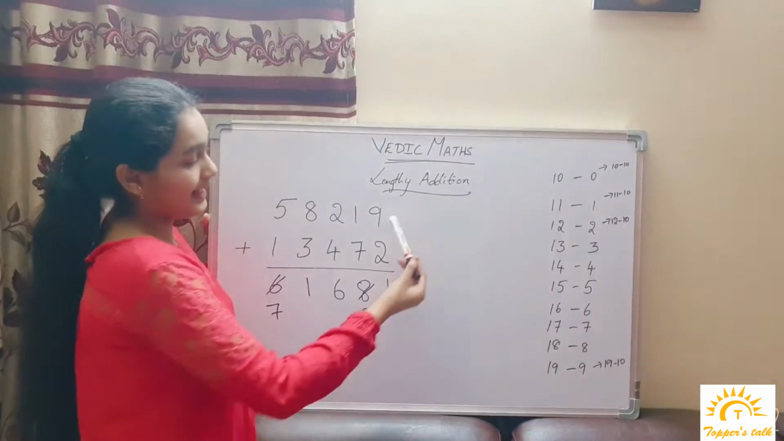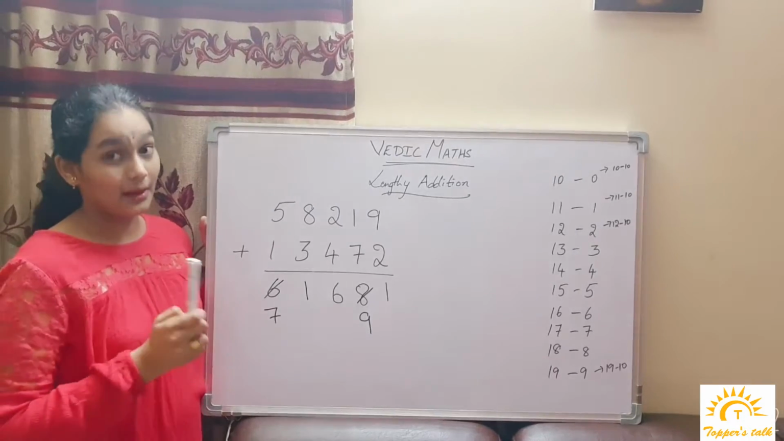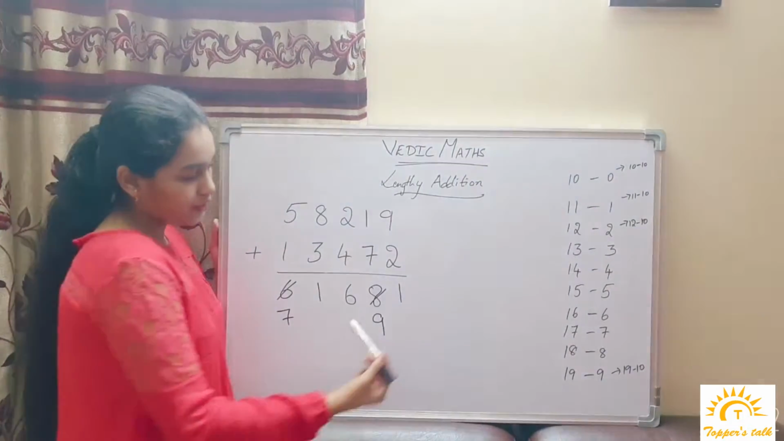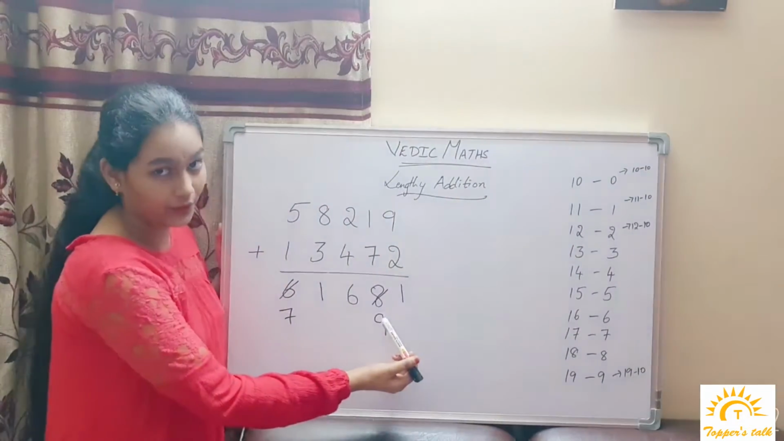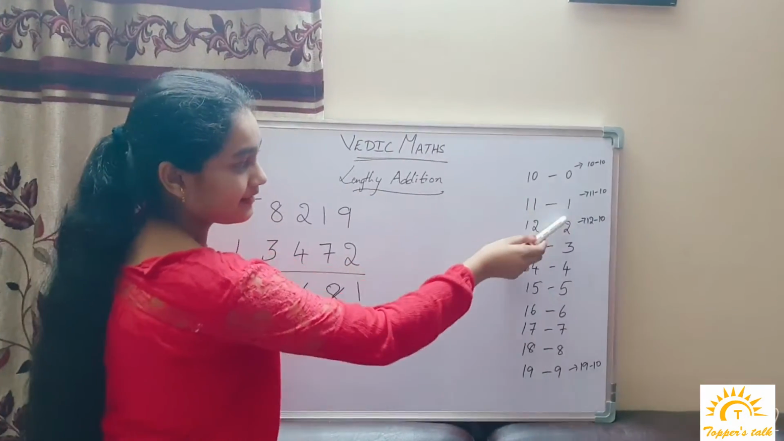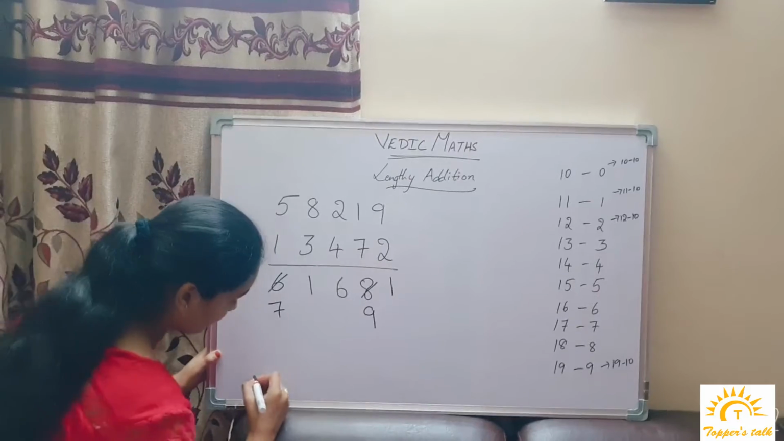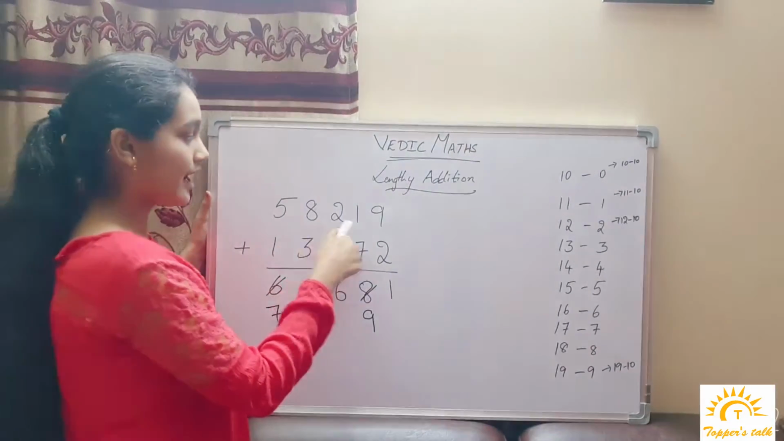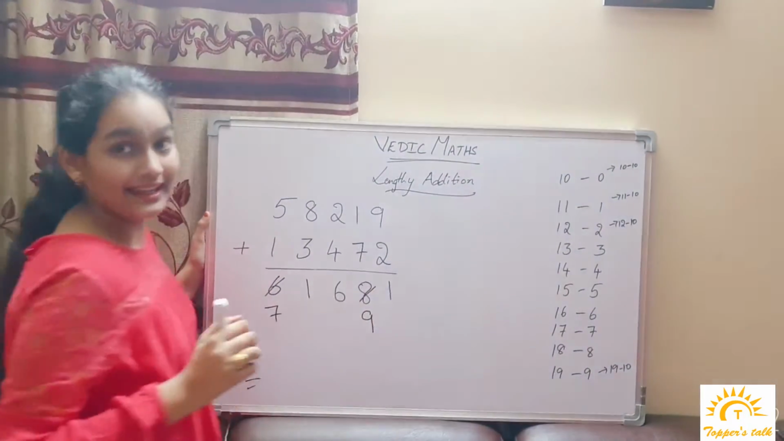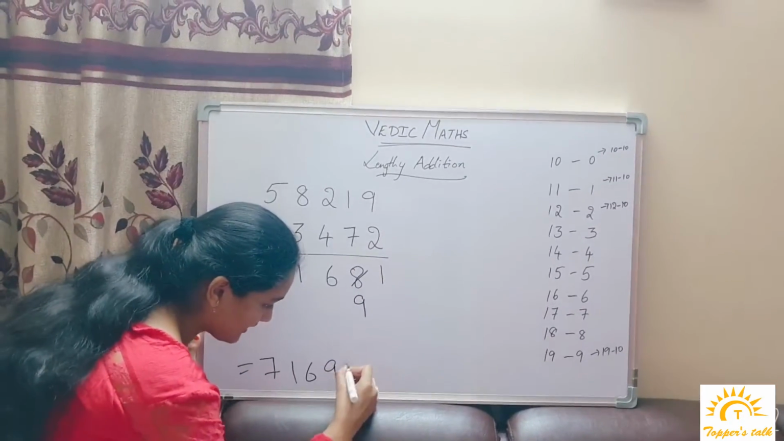Now we have to do 9 plus 2, which is 11. And since 11 is a double digit number, we have to cross out the before number and add 1 to it. So I crossed out 8 and I added 1 to it. 8 plus 1 is 9. And 11 minus 10 is 1. So I wrote 1 here. So finally, 58,219 plus 13,472 is 71,691.